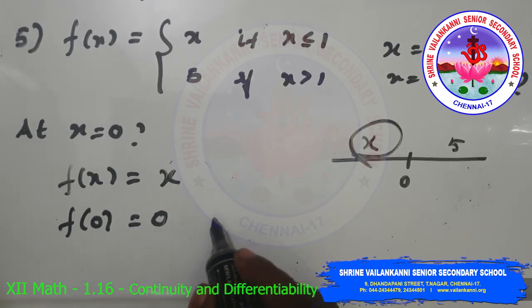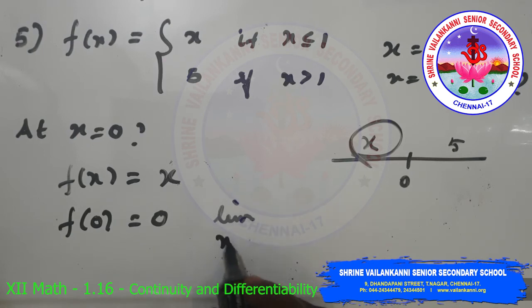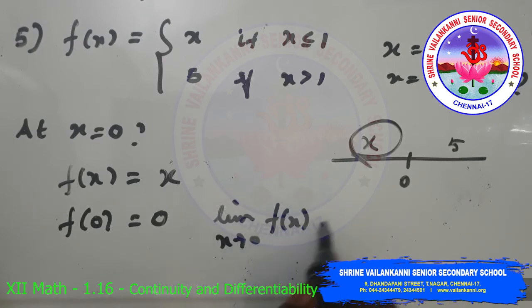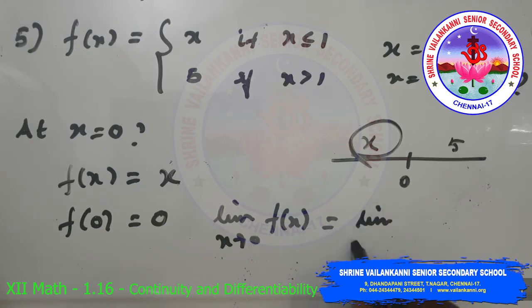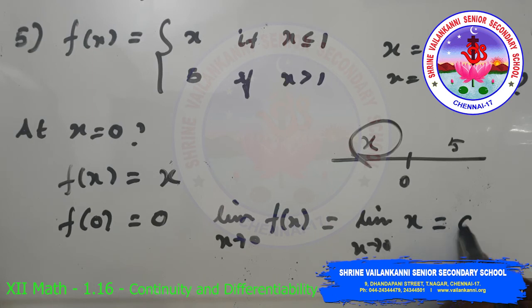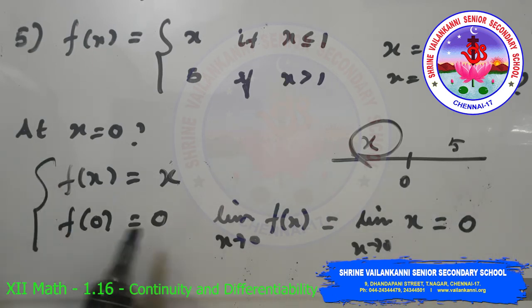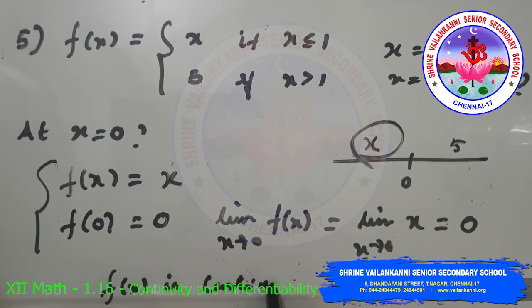Then the limit as x tends to 0 of f of x. Here f of x is x. So the limit as x tends to 0 of x is equal to 0. Here we can see that f of 0 and the limit as x tends to 0 of f of x are both 0. Then we can say that f of x is continuous at x equal to 0.